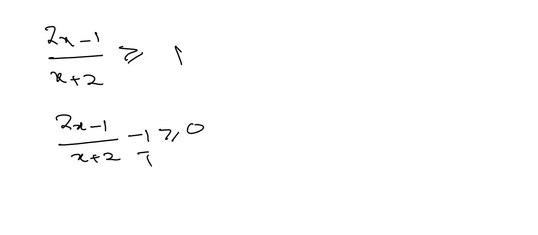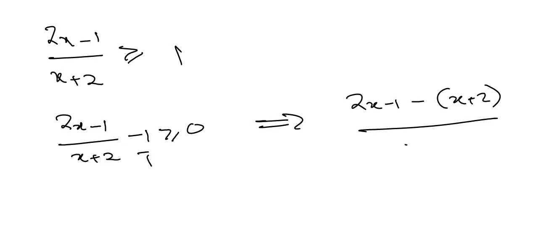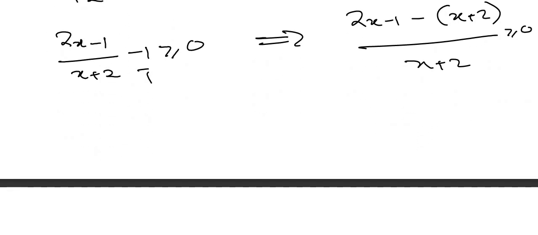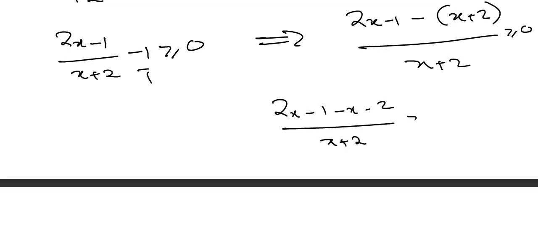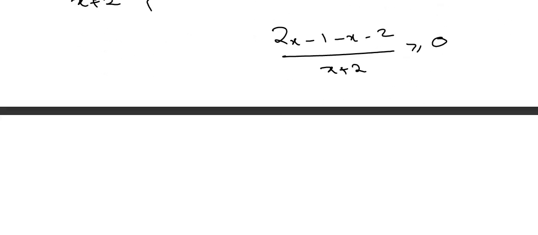This can just become 2x minus 1 minus (x plus 2), over x plus 2, greater than or equal to 0. Then this is going to be 2x minus 1 minus x minus 2, over x plus 2, greater than or equal to 0. Are you okay up to this stage? Yes, I'm okay up to this stage. Okay, then the top part, we can gather the like terms. We have x minus 3 over x plus 2. This whole thing must be greater than or equal to 0.